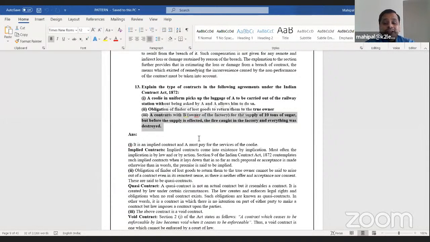Look carefully, void agreement or void contract? Sure. Is it a void contract? Why not void agreement?